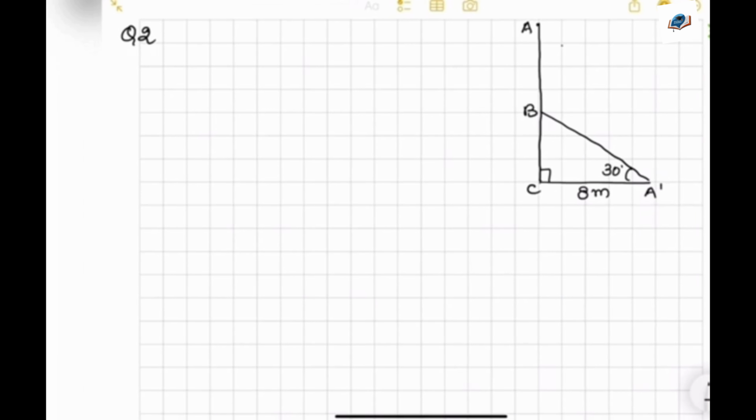So, now see, if you see the figure carefully, AC is the required tree. AC is the tree broken from point B. Angle A dash equal to 30 degree. Angle C equal to 90 degree and A dash C equal to 8 meter.